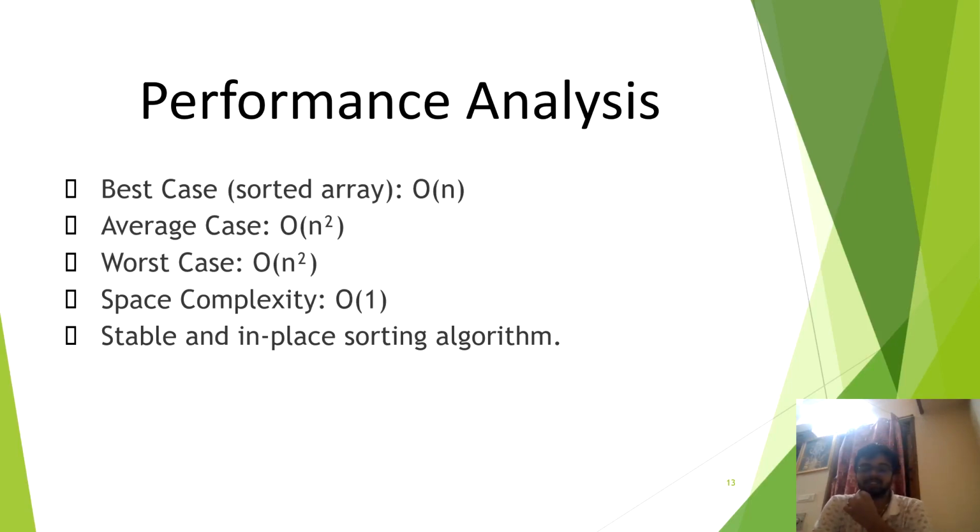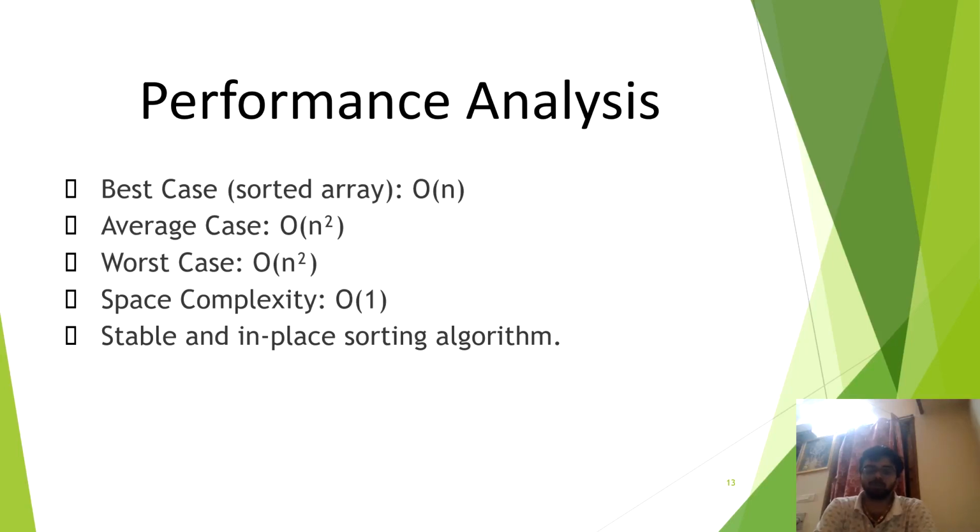Best case is a sorted array. What is the best case? Best case means giving the elements in sorted order, so it is order of n. The average case we take is order of n square. Worst case means the elements are in descending order and we need to arrange them in ascending order, so it is a worst case scenario, order of n square. The space complexity is order of 1 for the bubble sort algorithm.